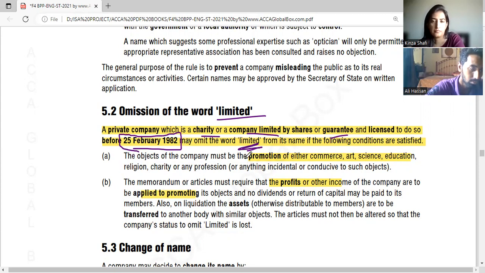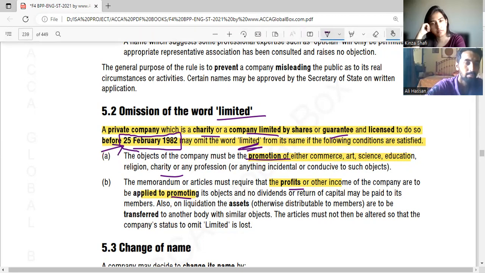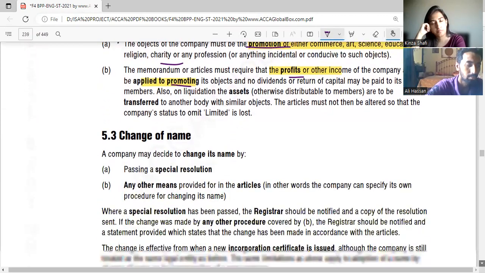And secondly, promotion कर रही है कंपनी आर्ट और तो भी उसको चैरिटी कर रही है तो तब भी उसको इजाजत थी और प्रॉफिट्स जो थे वो सिर्फ अप्लाई टू प्रमोटिंग है. मतलब ये जो भी कहानी है ना ये सब इस डेट से पहले थी. इसके बाद everything is changed.